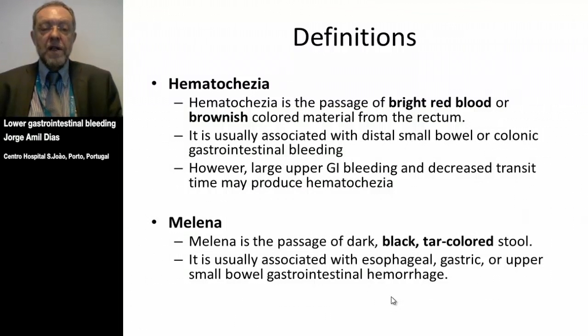On the other hand, if there are very dark stools, sometimes patients call it tar-colored stool or coffee ground stool, this usually suggests that the source of the bleeding comes from the upper GI tract and usually tends to come from either the esophagus, stomach, or upper small bowel.